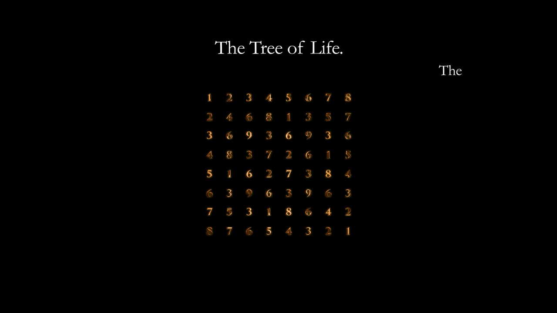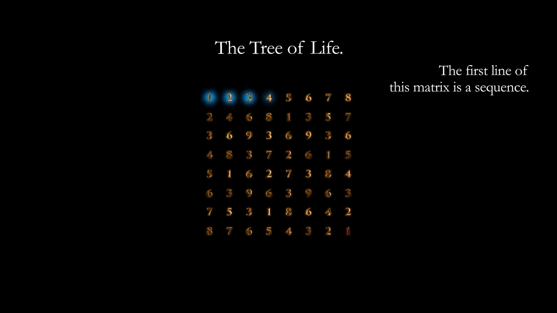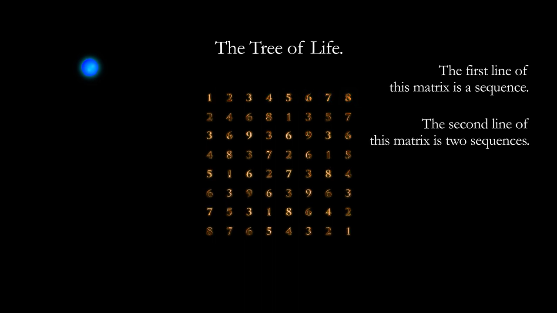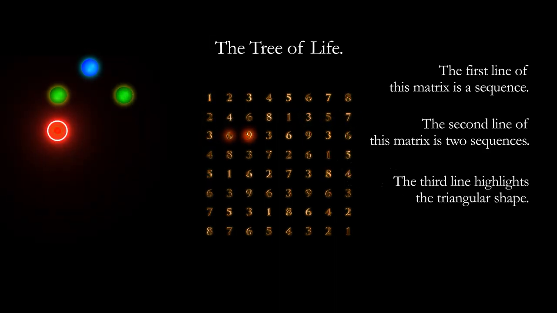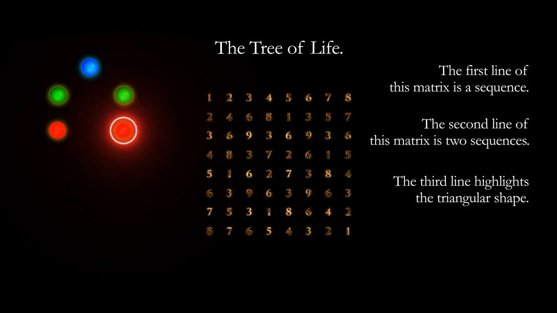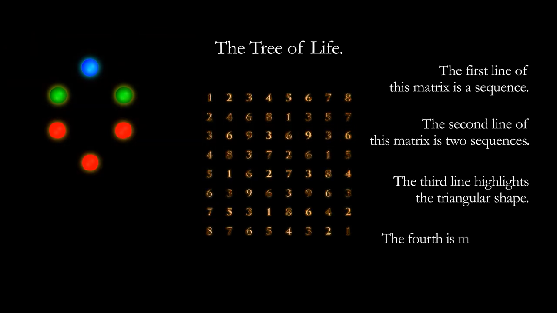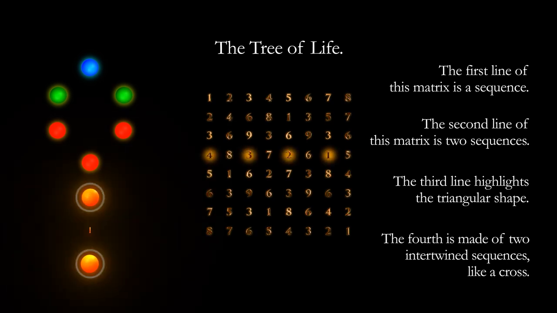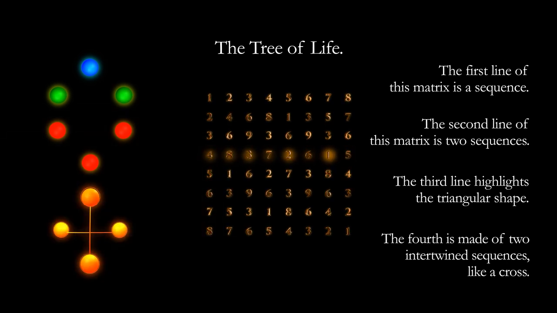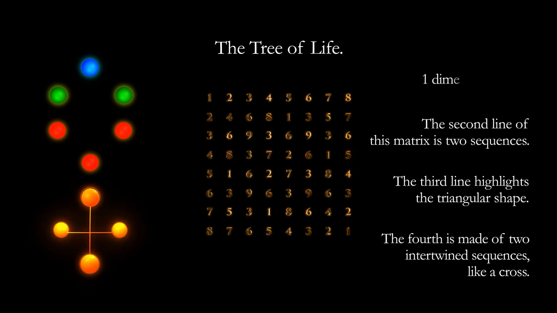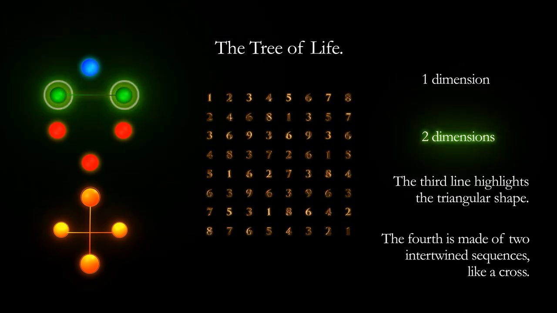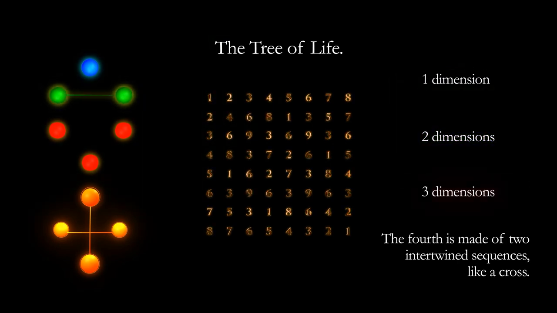Let's look at the Tree of Life. The first line of this matrix is a sequence. The second line of this matrix is two sequences. The third line highlights the triangular shape. The fourth is made of two intertwined sequences, like a cross. Thus, indicating one dimension, two dimensions, three dimensions, and four dimensions.